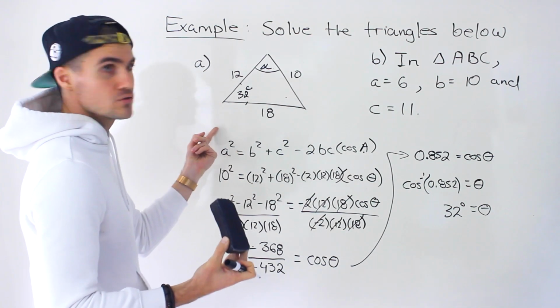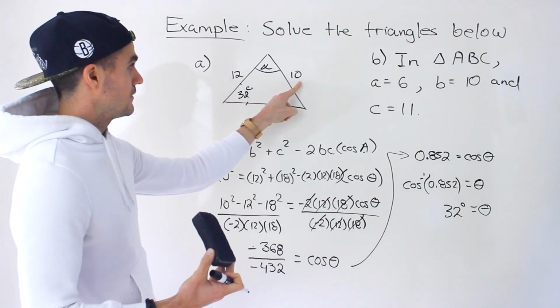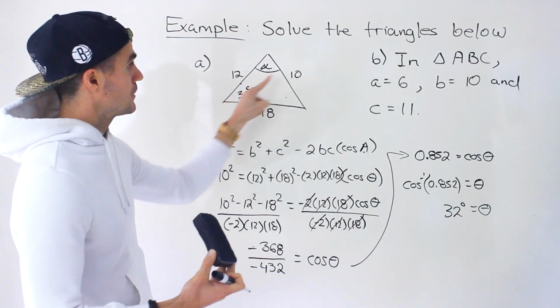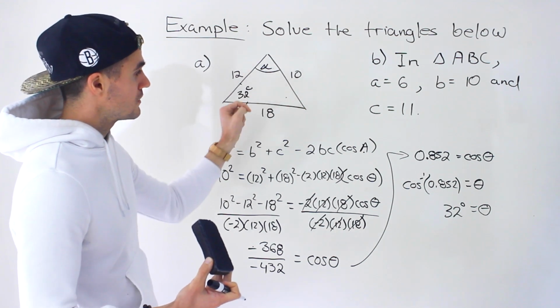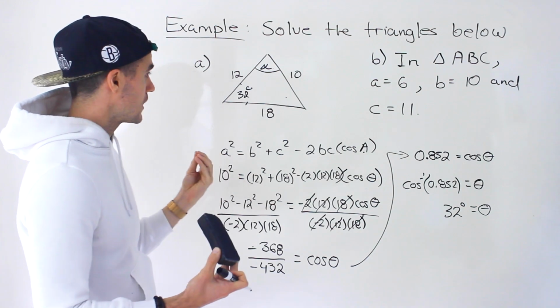To start, we couldn't use the sine law, right? Because we didn't have a pair of an angle and the opposite side, but now we do. So now we can use the sine law to solve for one of the other angles. But initially, we did have to start with the cosine law.